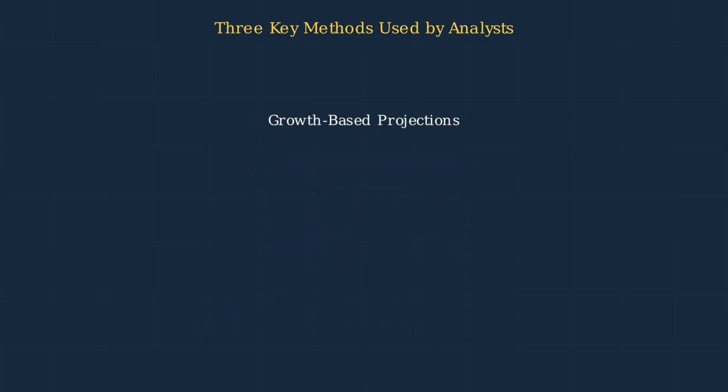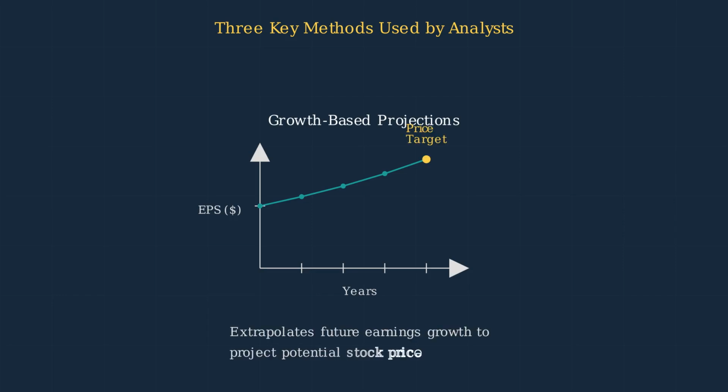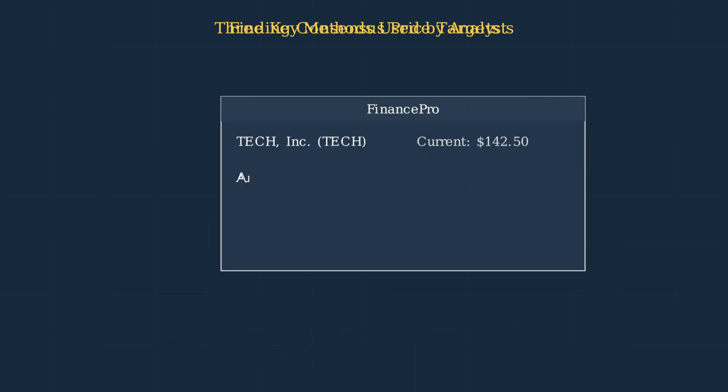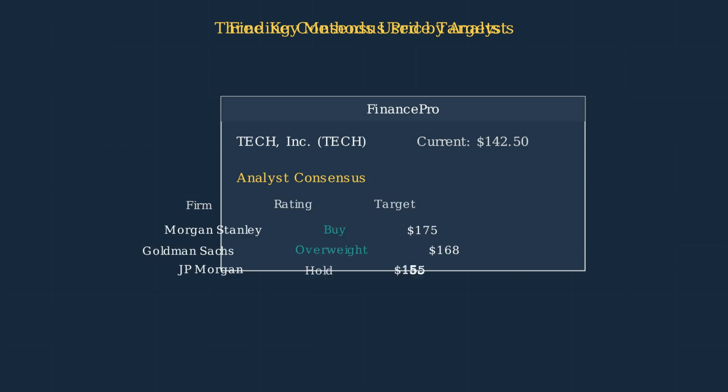The third method involves growth-based projections. Analysts forecast a company's earnings growth over time, then apply an appropriate multiple to determine a future stock price. You can find consensus price targets on most financial websites and trading platforms. These platforms typically display targets from various analysts along with an average or consensus figure.